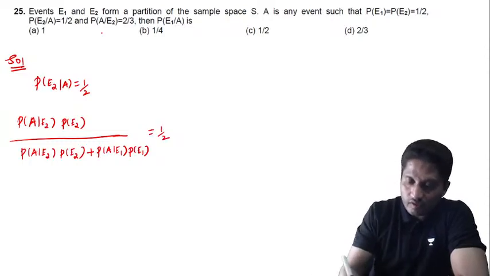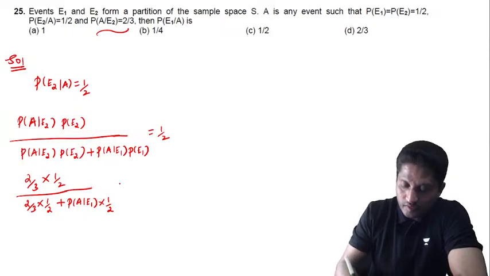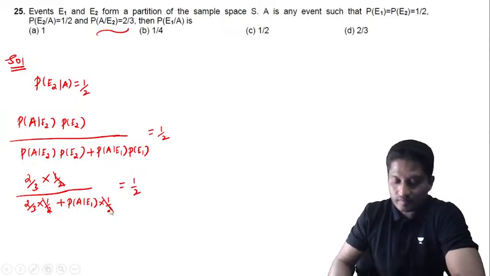A given E2 is already given, 2 by 3. P of E2 is 1 by 2. Again, this is 2 by 3 into 1 by 2. P of A given E1, I don't know. That's what I'm finding. This is 1 by 2 is equal to 1 by 2. So this 1 by 2 I'll take common and cancel.